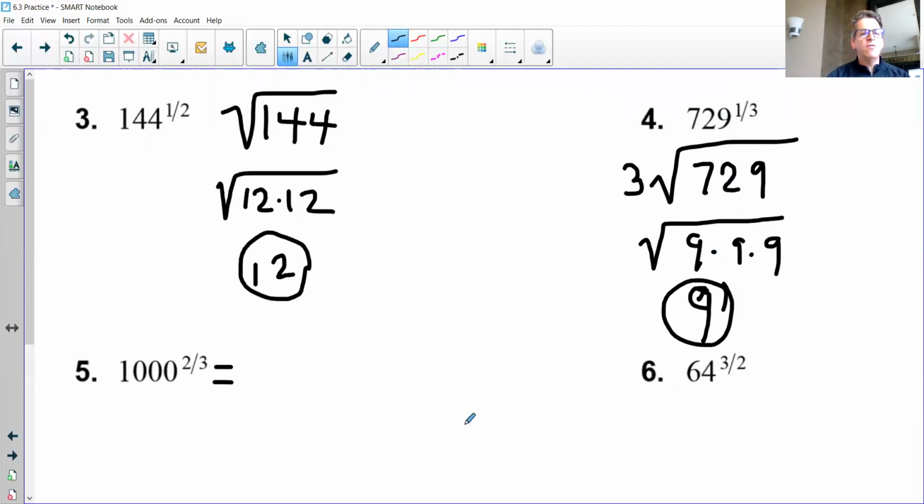Number 5, we have 1,000 to the 2/3 power. So 1,000 to the 2/3 power is basically what we're looking for is the cube root of 1,000, but it's squared.